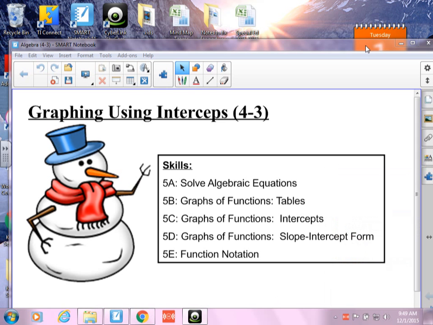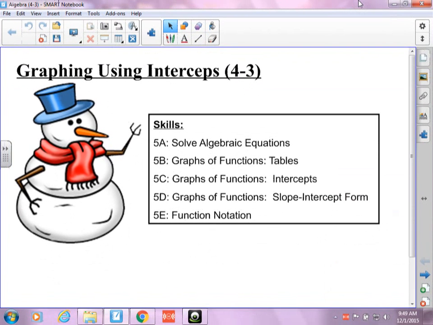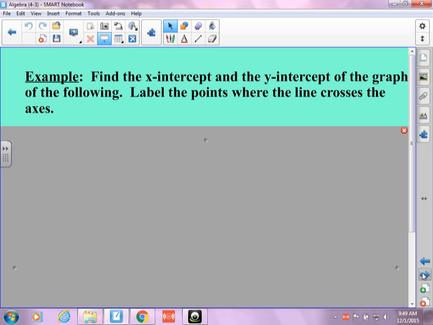Today what we're going to do is section 4.3. You're going to notice that we've solved algebraic equations already. We've done graphs of functions with tables. Remember we've done H tables? Today we're going to do something called intercepts. Okay? A lot of students forget about intercepts. They are probably the easiest way to graph an equation, right?